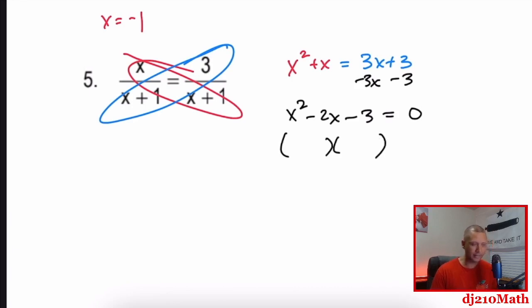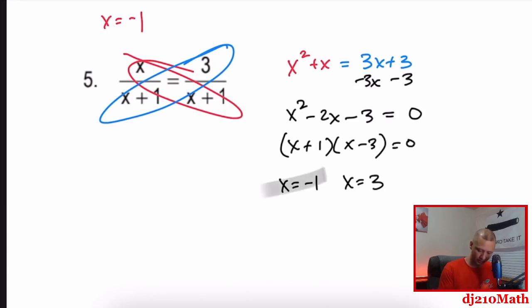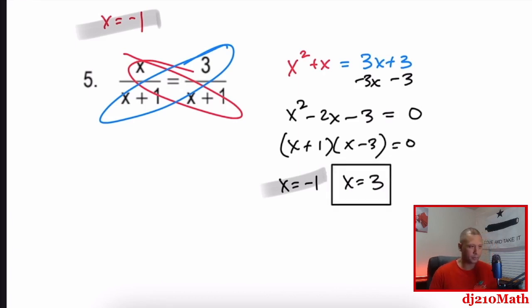two numbers that multiply to make negative 3 and add up to negative 2. 1 and 3. And the big one gets the negative. So this is going to be x is equal to negative 1, x is equal to positive 3. And look, right away we see it. So we exclude the highlighted x equals negative 1. X equals 3.